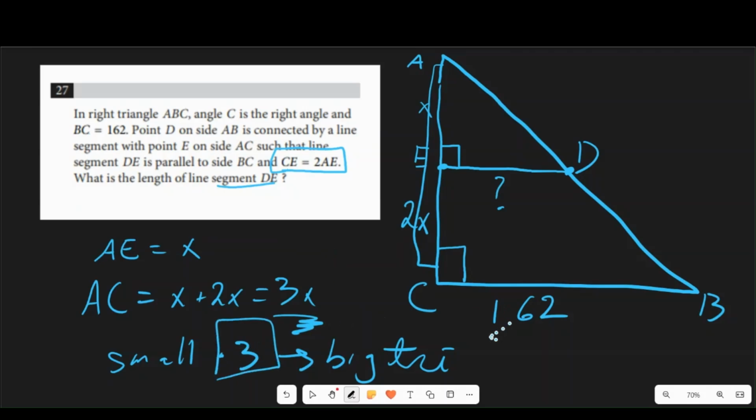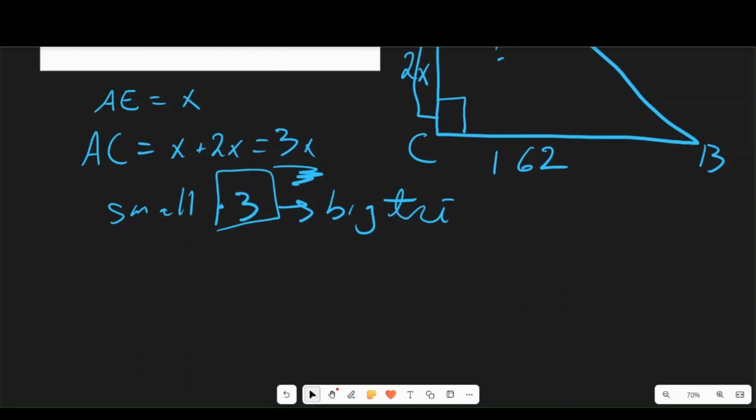So all we got to do to scale down this length to figure out what the leg is going to be in the smaller triangle is basically divide the length in the bigger triangle by the scale factor. So all we got to do is take 162 and divide that by 3. Okay, so you can do this in your calculator. I'm going to do it by hand because I'm crazy like that and like to do math.